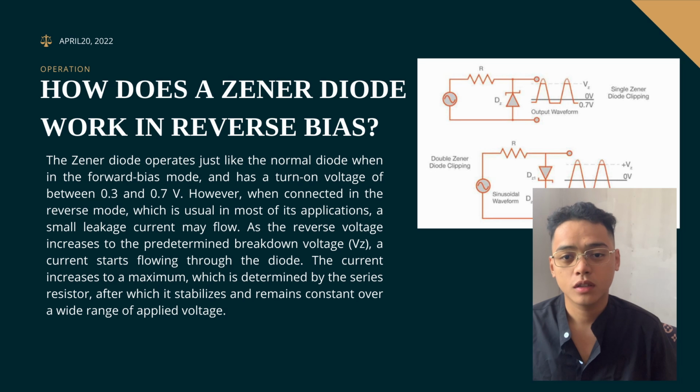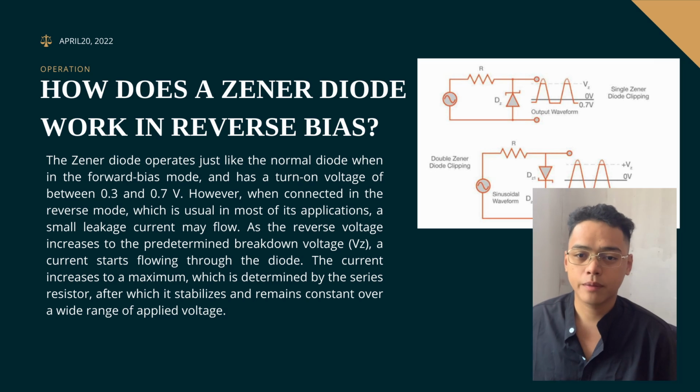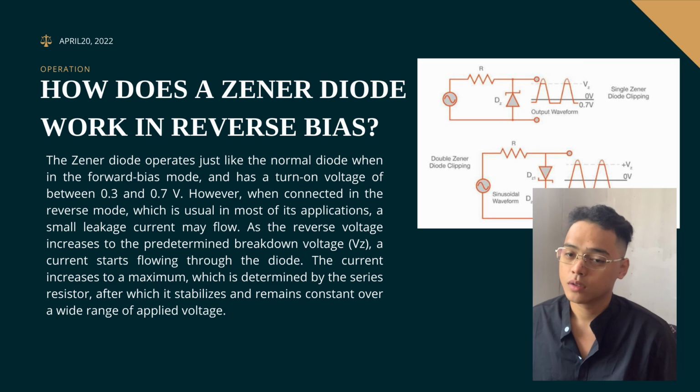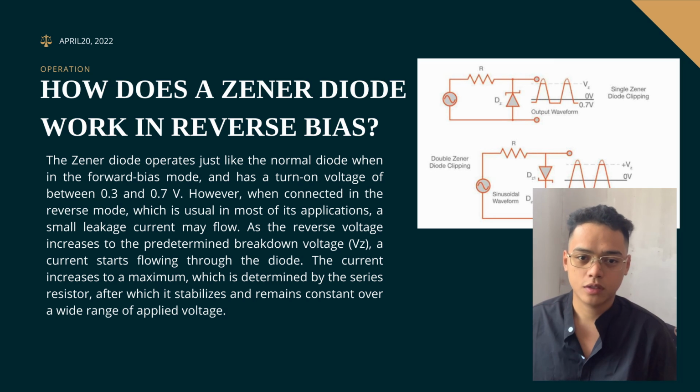The Zener diode operates just like a normal diode when in forward bias mode, and has a turn-on voltage of between 0.3 and 0.7 volts. However, when connected in reverse mode, which is usually the case in most of its applications, a small leakage current may flow, because the anode is positive and the cathode is negative.